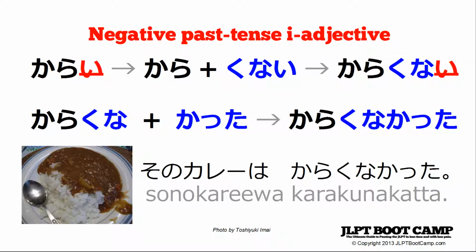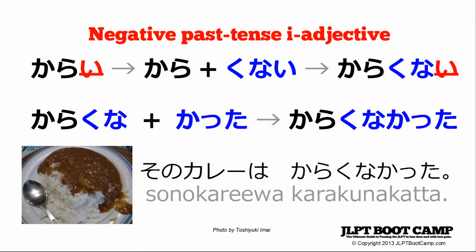But if you want to talk about the past, you would change that last nai to past tense. And it's the exact same method that you would use for the regular past tense. The nai acts as basically an e adjective, so you cut off that last e and you add kata. So you get all together, sono kare wa karaku nakata. The curry wasn't spicy. And that's the negative past tense of the e adjective.